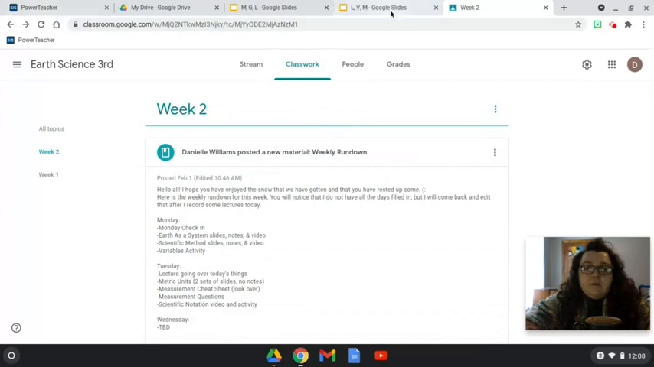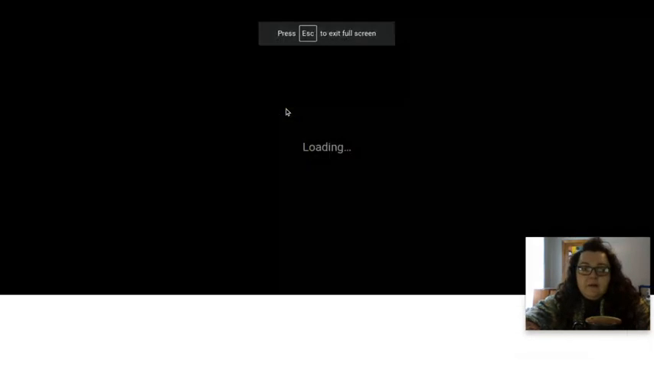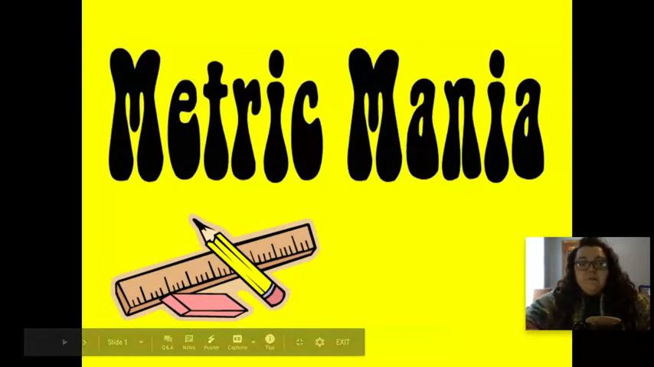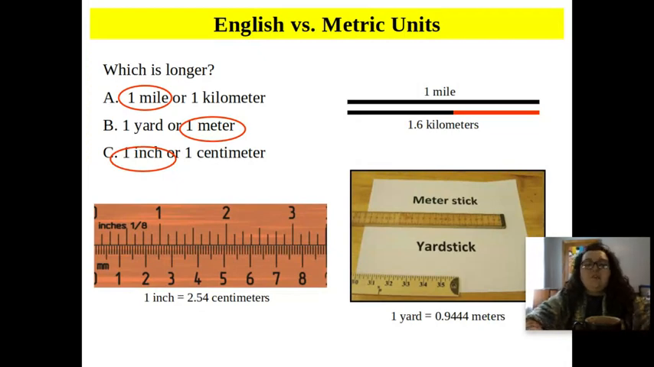We are going to go ahead and start with the first set of slides. I was in the middle of this one whenever the first recording shut off. But let's see. So, metric units. They're different than what we are used to using because we are used to using feet, yards, inches, gallons, quarts, fluid ounces, things like that. So this is going to kind of show some comparisons.